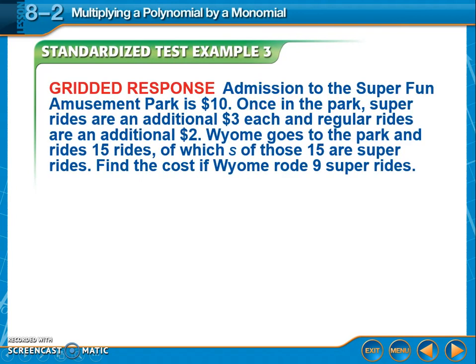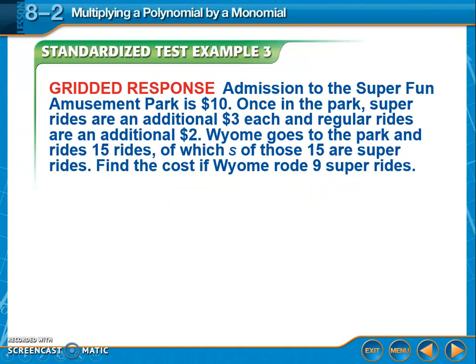Okay, admission to the super fun amusement park is $10. Once in the park, super rides are an additional $3 and regular rides are an additional $2. Wyoming goes to the park and rides 15 rides. Let s be the number of those 15 that are super rides. Find the cost if Wyoming rode 9 super rides.